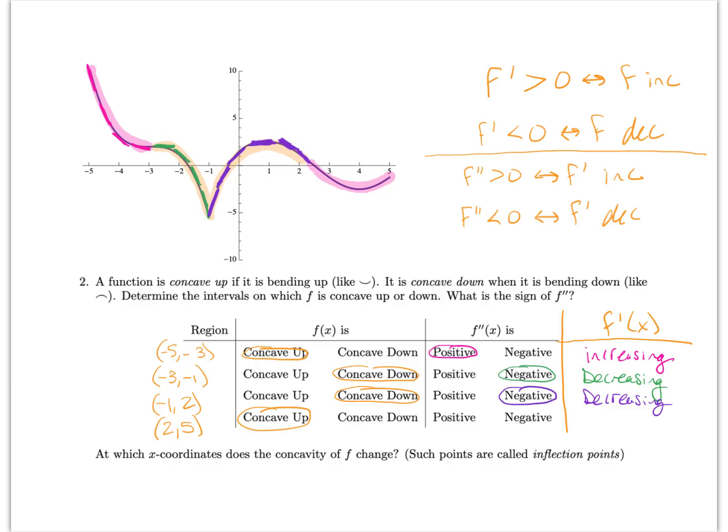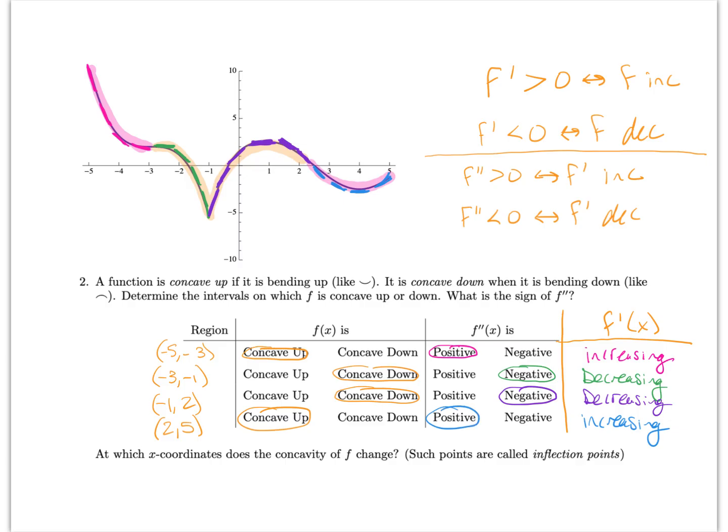And then in my last region, this is negative, less negative, 0, positive. So a large negative number, like maybe -5, then -2, then 0, and then a positive number like 1. So these numbers are all increasing in value, which means that f double prime is positive.